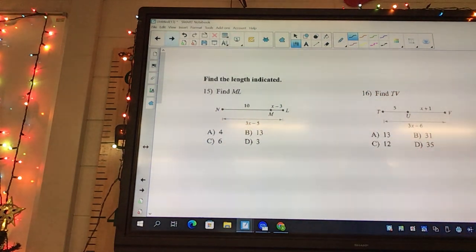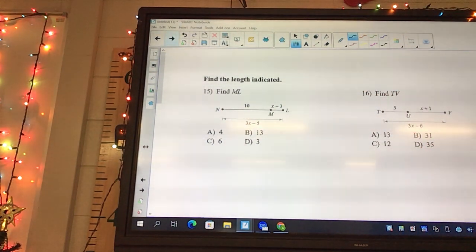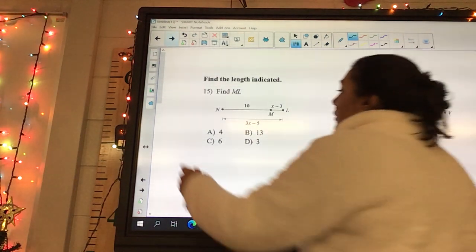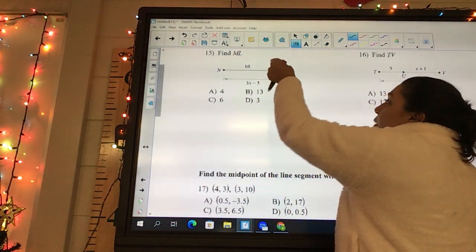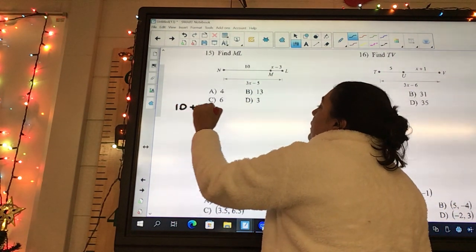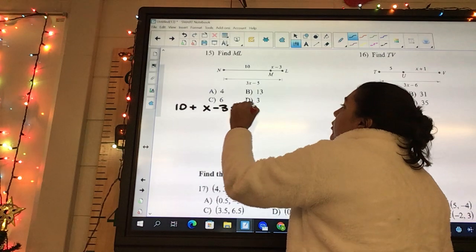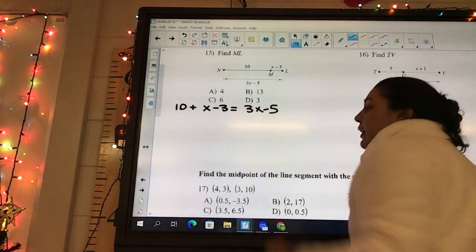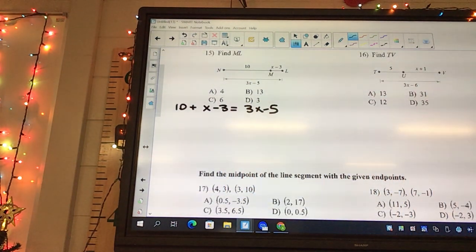Okay, 15. What's it asking us to find? ML. Okay, so we're still going to do the same thing. We take a little chunk plus a little chunk should equal that big chunk. So you're going to say 10 plus x minus 3 equals 3x minus 5. Take a second and look at that. Figure out where I got each piece from. You take the little one plus the little one and add it to the big one.